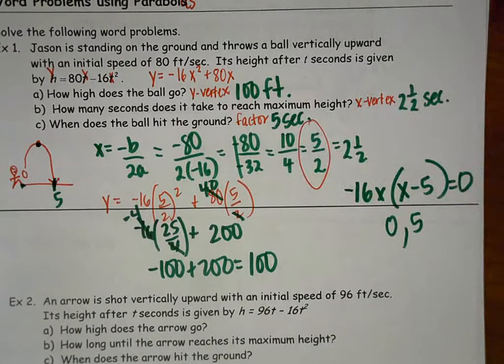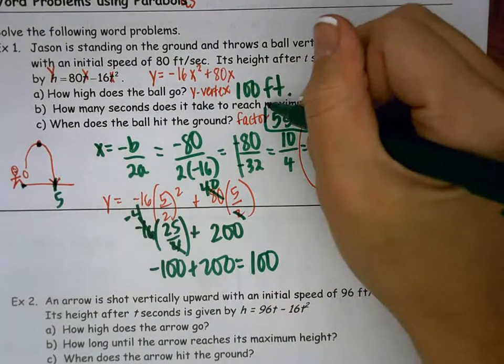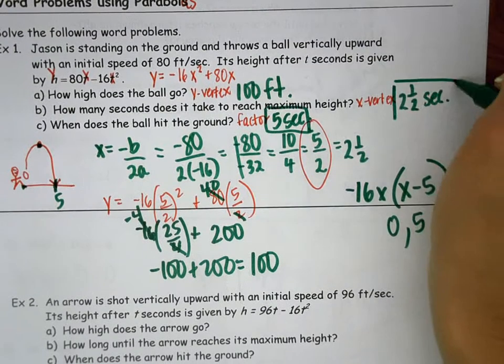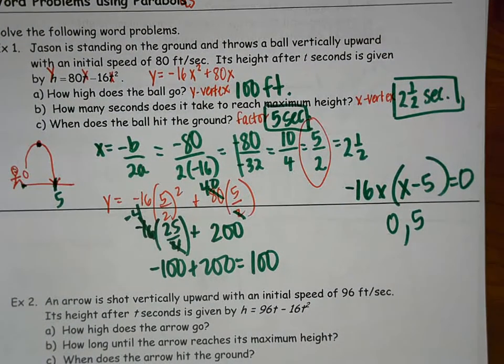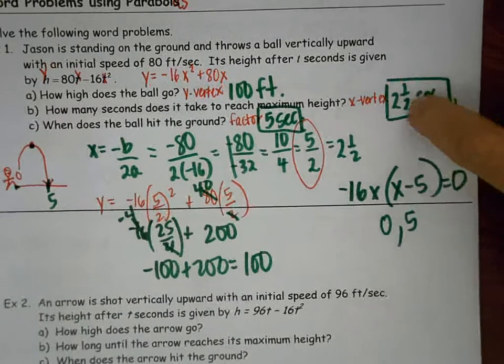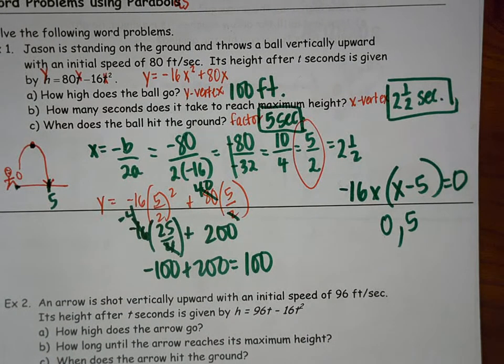So this is where there's a shortcut and the long way. The long way was to factor. The shortcut is what? Doing this twice, because if it takes 2.5 seconds to go up, it's going to take the same to come down.